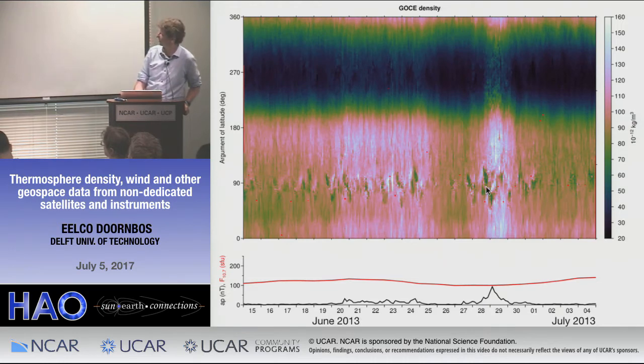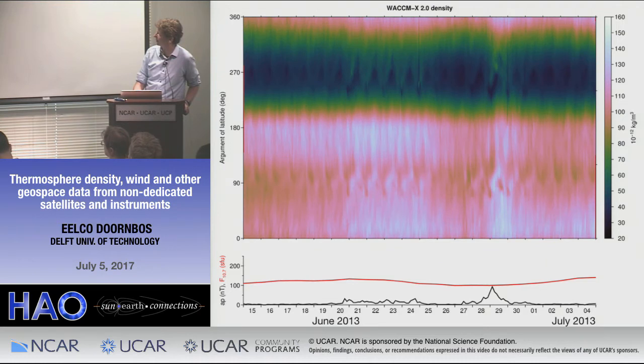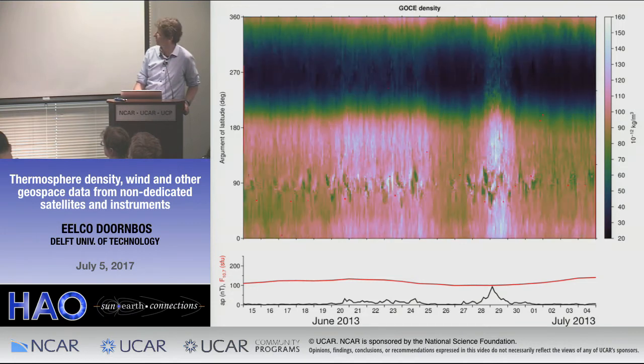What I found interesting here is that it looks like WACCM-X is showing the increase of the density maybe a few hours later than the data. So if I switch back and forth here, it looks a little bit like this peak shift. So these kinds of things might be interesting for modelers to look at, how they set up the model response to the several inputs that they're using.